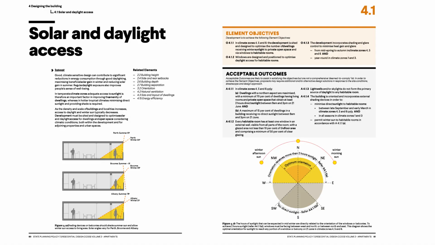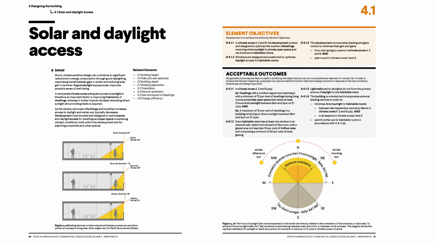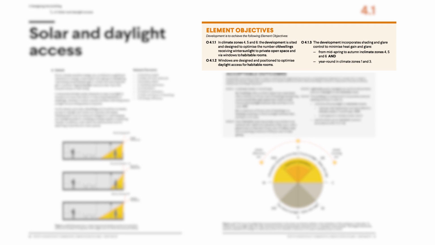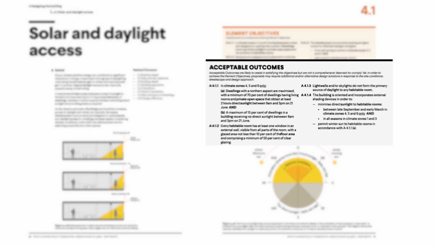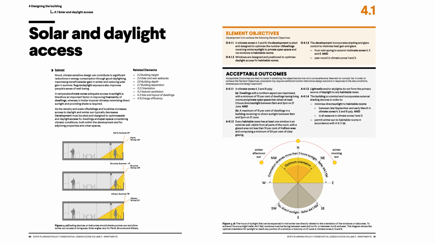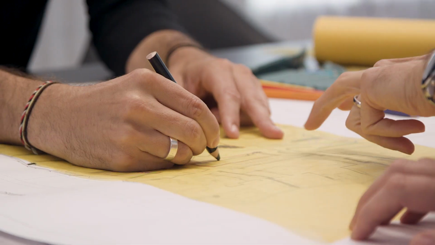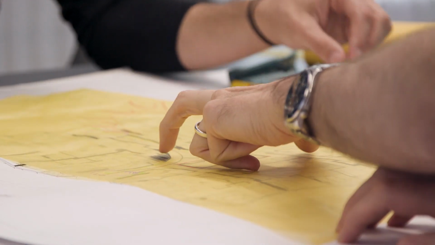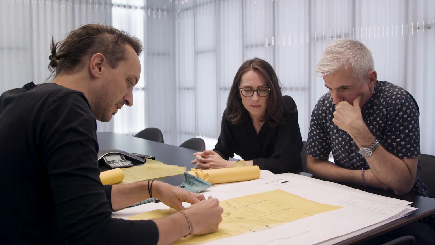Each element includes a statement of intent that explains the intended outcomes and the benefits, and element objectives demonstrating what needs to be achieved. Together, these inform the assessment of your application for development approval. You will also find acceptable outcomes that are specific approaches that may assist you in meeting the element objectives. Parts 3 and 4 offer design guidance to help you generate alternative solutions to the acceptable outcomes that may also satisfy the element objectives. Regardless of where the solution comes from, it is up to the proponent to demonstrate that the element objective is achieved.